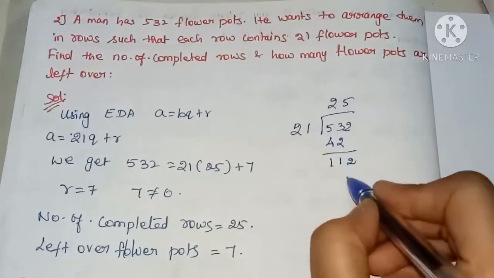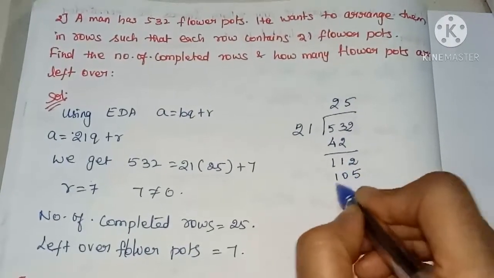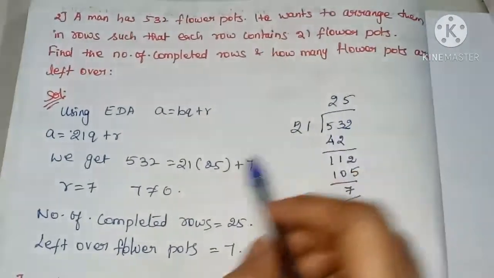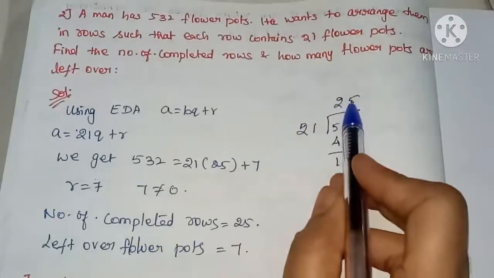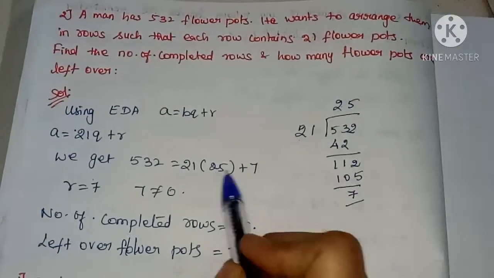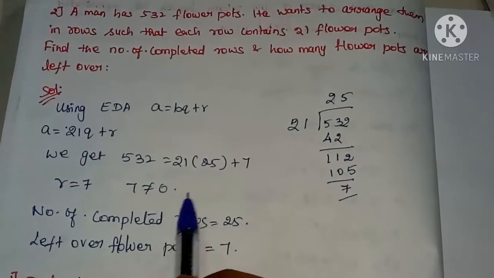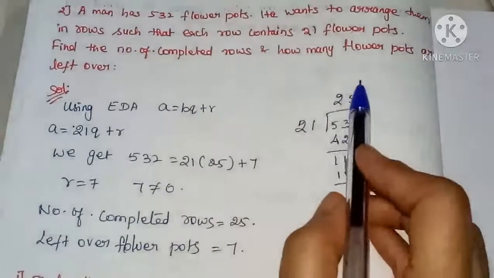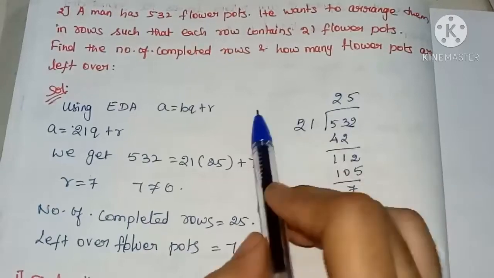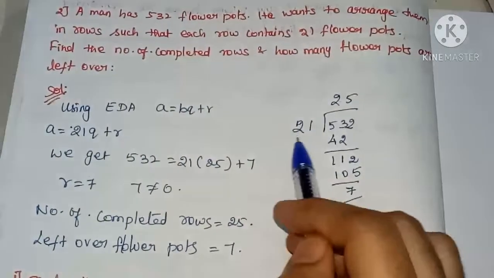So 5 ones are 5, 5 twos are 10. Balance 7. So write 21 into 25, remainder 7, plus 7. Here remainder is not equal to 0. 7 is not equal to 0. That means number of completed rows, we can arrange 25 rows with 21 pots.